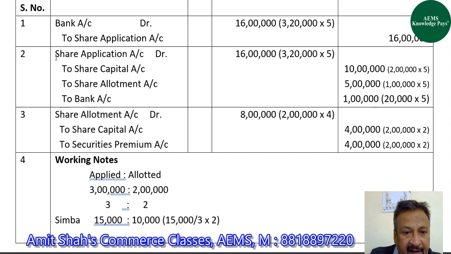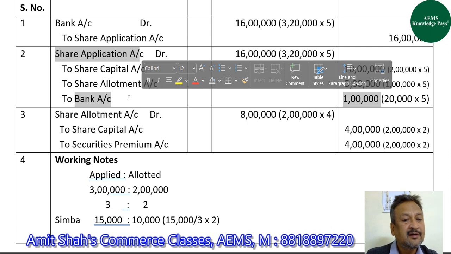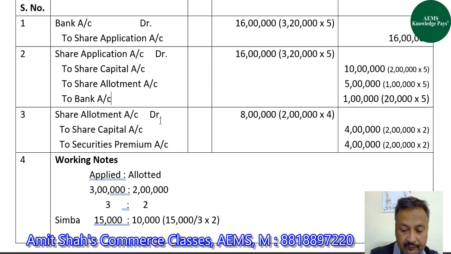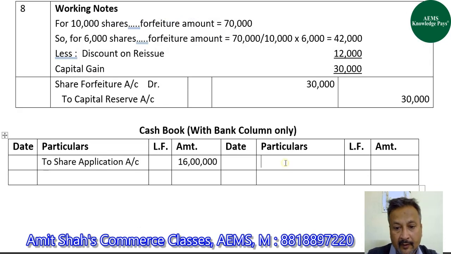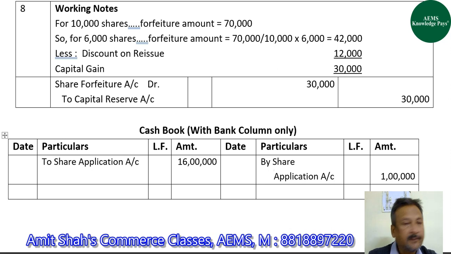Now here the entry which we have to record in cash book is share application account debit to bank account with rupees 1 lakh. So on the credit side of bank, we will write on the credit side of cash book, by share application account with rupees 1 lakh. Am I clear, guys, or not?